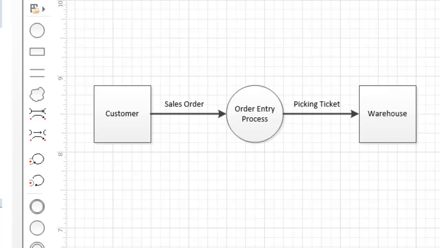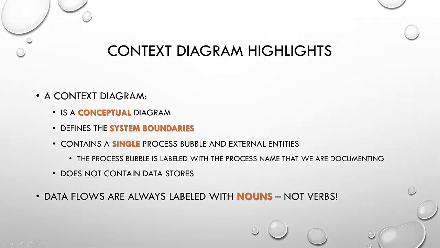Before we end, let's review some of the important points. First, a context diagram is a logical diagram, not a physical diagram. Its purpose is simply to define the system boundaries. So therefore, it contains a single process bubble and external entities. And that process bubble is labeled with the process we are documenting. In our case, it was the order entry process.